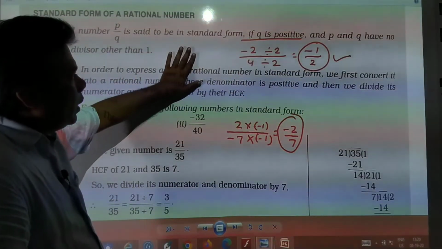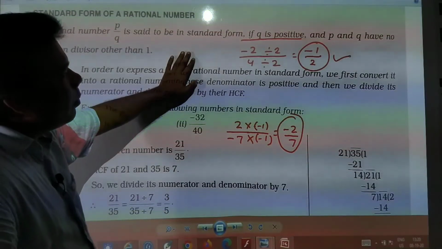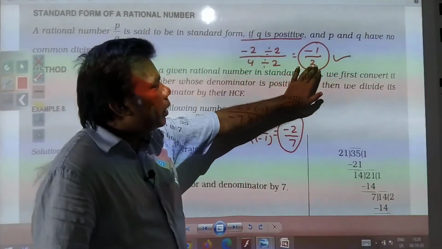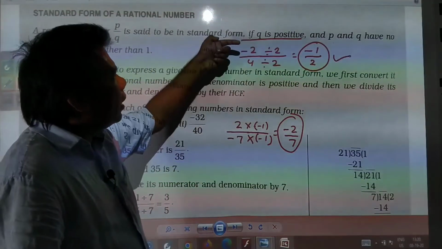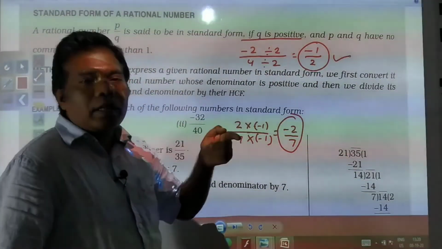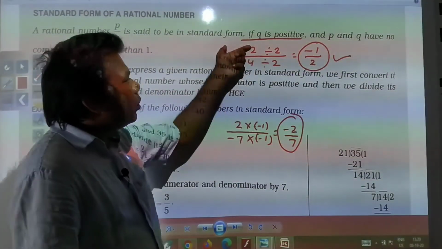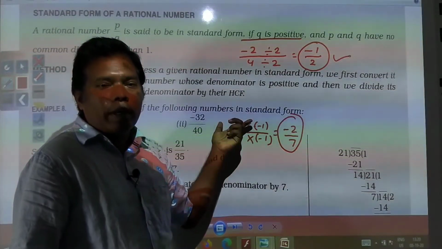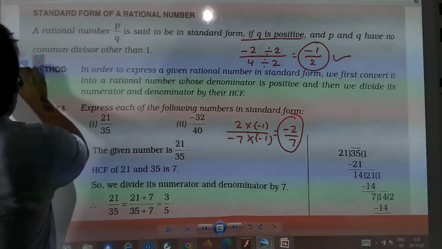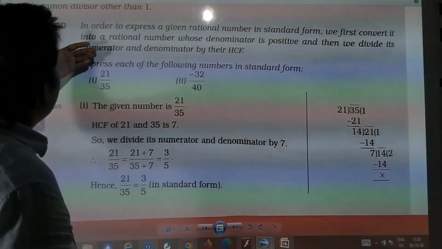So two things we need to do. If any number has been expressed in its standard form, q must not be negative, it should be positive. Second thing, between numerator and denominator, no common divisor should be there other than 1. It means both the numbers must be co-prime. If you remember what co-prime is.